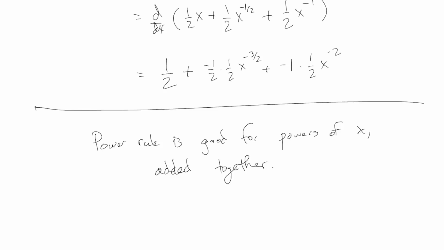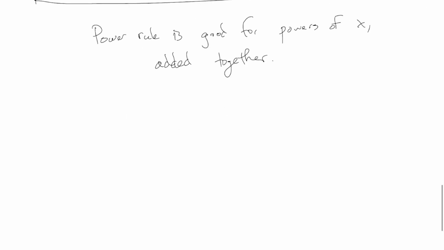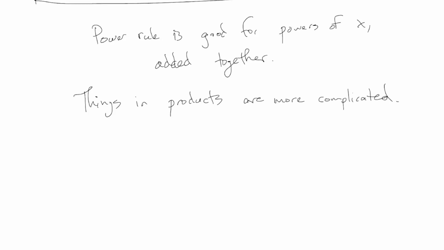And the first of the special rules is how to handle a product. So the power rule is good for powers of x added together, but things in products are more complicated. That is, things which are being multiplied together. Things in products are more complicated, and you need to use a special rule for those things, and it's called the product rule.